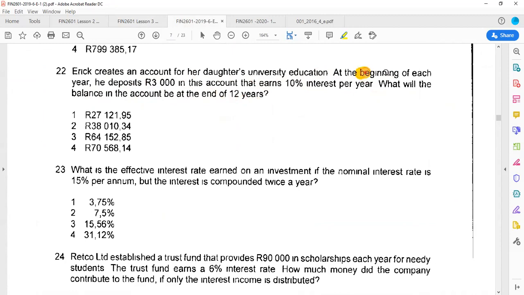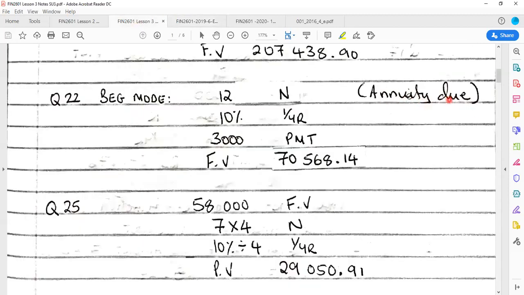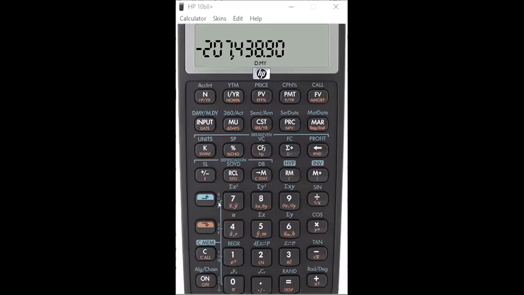Okay, so this money is being deposited at the beginning of each year. We need to put the calculator into beginning mode. And when money is being deposited or received at the beginning of each year, we call it an annuity due. So 12 is N, 10% is our interest, 3,000 is our PMT, and we want the future value. So we come to our financial calculator as usual.